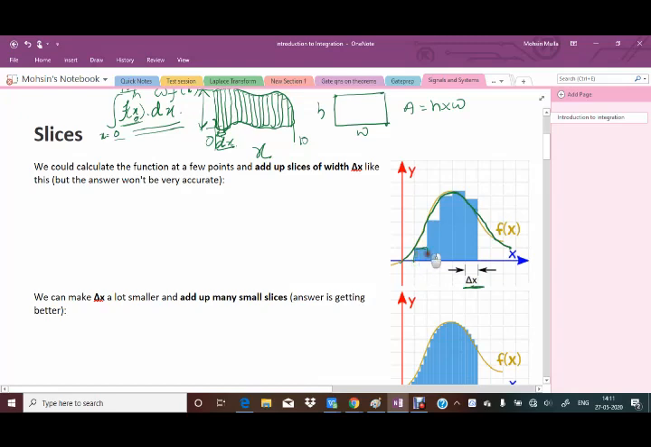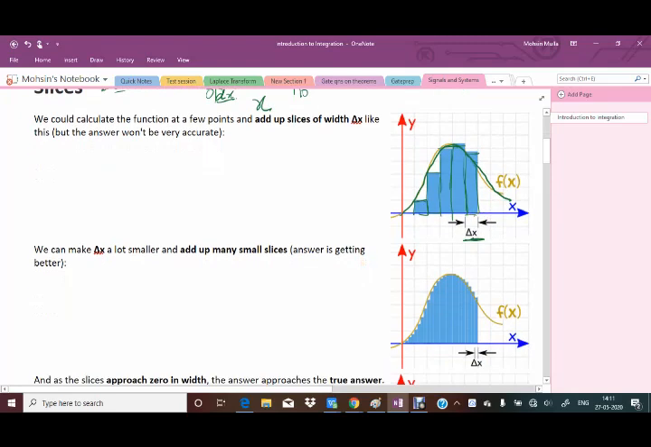So here this much is the area of this, and del x times this much height will be the area of this block, and similarly here. All the blocks are added together. So finally we are going to get the area, but that area is not going to be an accurate one.